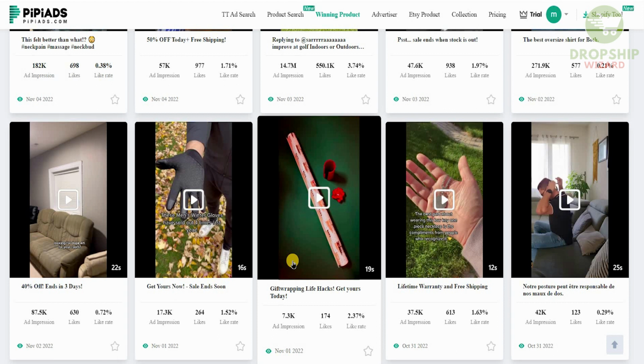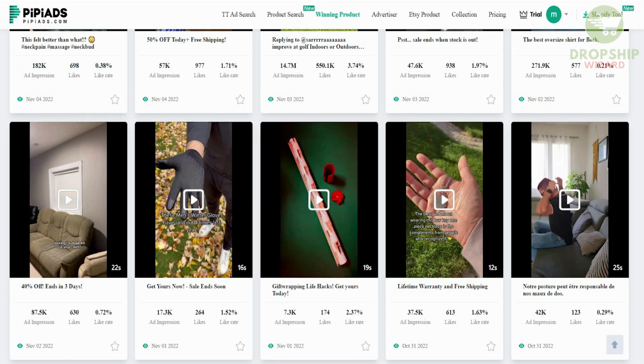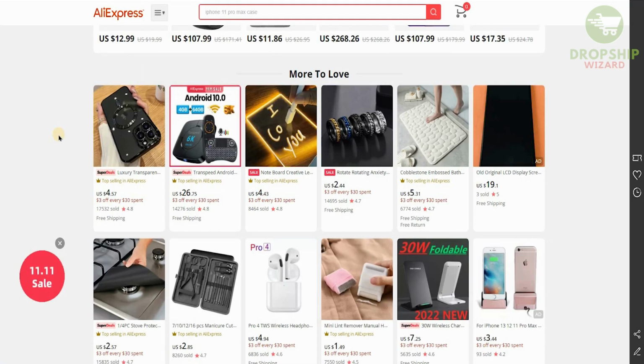Now, after you have selected a product, after you've seen a product, you need to find a supplier for that product. So you can always head over to aliexpress.com, and aliexpress.com is a very good website which I highly recommend to everyone that is doing dropshipping, because it gives you the ability to get products at a very reasonable cost. For this product over here, this is for $4.57.